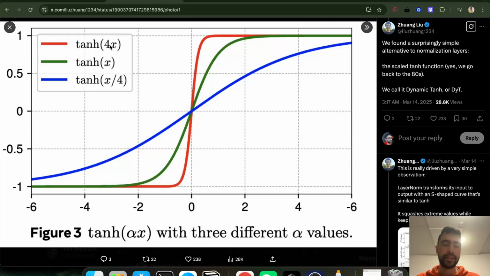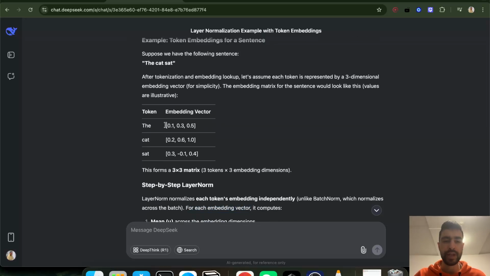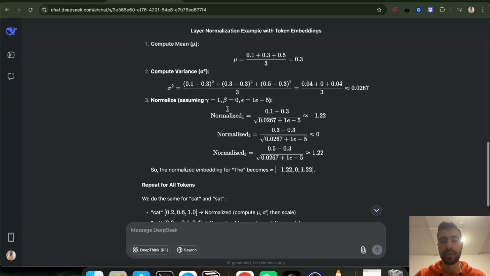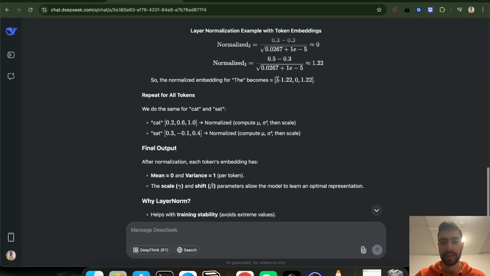So if it's 4, then it's very steep, but if it's 1 over 4, then it's more straight. Then let's remind ourselves what layer normalization is. Let's say we have a vector embedding 0.1, 0.3, 0.5. And here it shows how we layer normalize this vector. But in the end, you can ignore everything except the result: the mean will be 0 and the standard deviation, or variance, is 1 per token. So all of these numbers will be between -1 and 1.